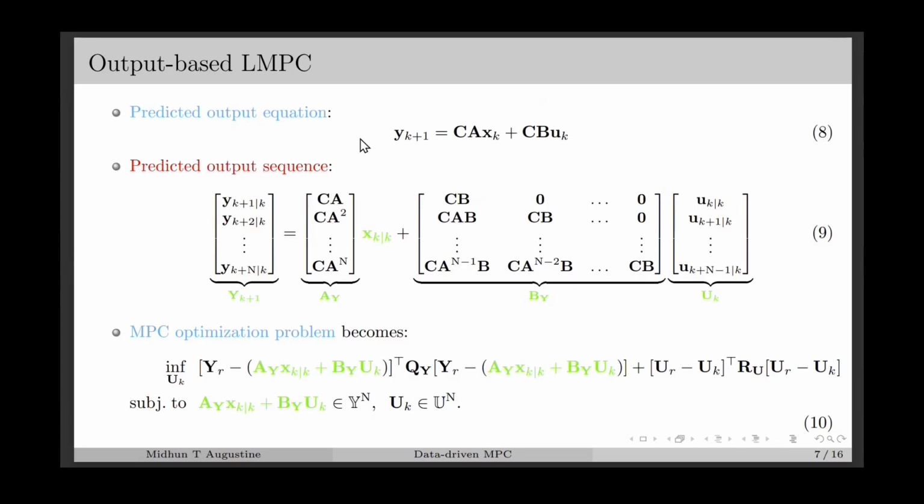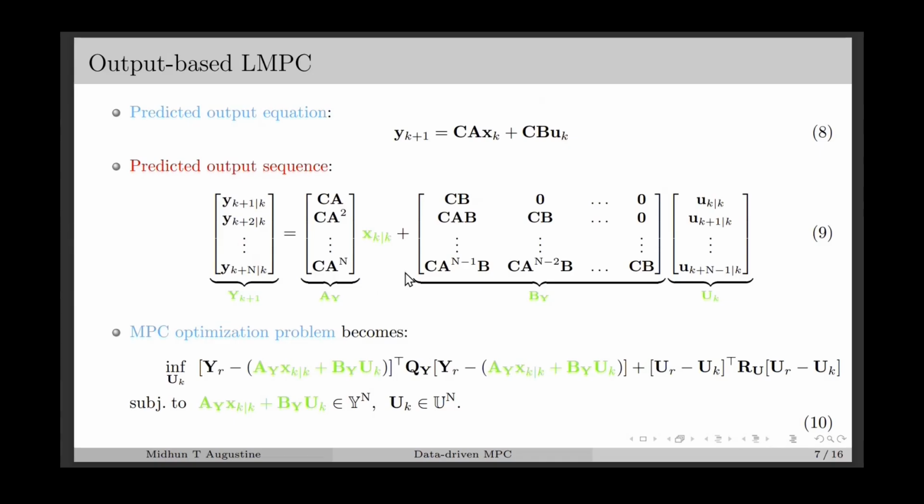From the state equation, we have xk plus 1 equal to A xk plus B uk, which gives the predicted output yk plus 1 as C into xk plus 1, which will be CA xk plus CB uk. Now by using this, we can compute the predicted output as in equation 9, where yk plus 1 given k will be equal to CA xk given k plus CB uk given k. And by recursively using this equation, we can find all the predicted outputs over the prediction horizon. This gives us the predicted output sequence or capital Yk plus 1, which can be represented as Ay xk given k plus By Uk.